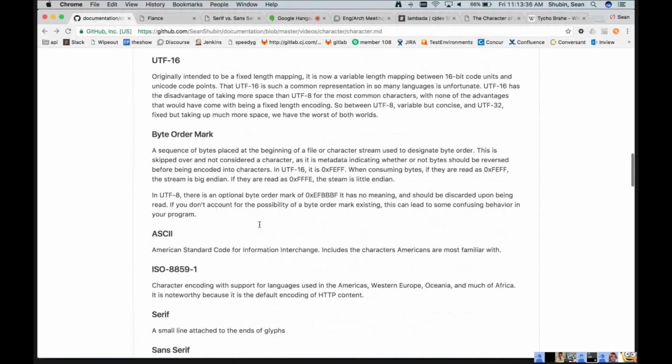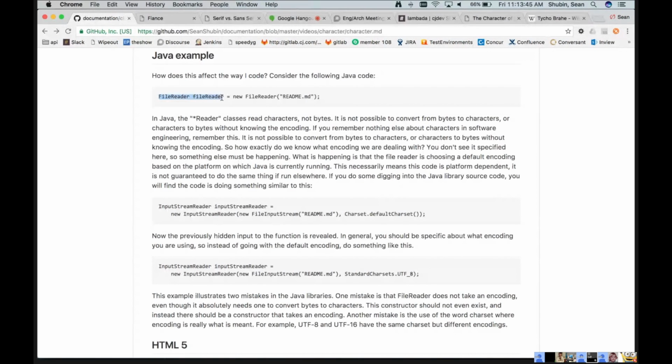But I want to get to how this can affect the way you code. So look at the Java code here. We have a file reader. We're newing it up, and we're reading README. So file reader actually reads characters. But here's the thing: on the file system, what you have is bytes. So Java has to actually convert the bytes to characters somehow. And this is the most important thing you need to understand about characters, and I think I even say it twice here: you cannot convert bytes to characters or characters to bytes without the encoding.